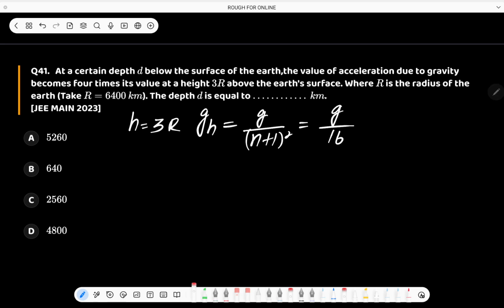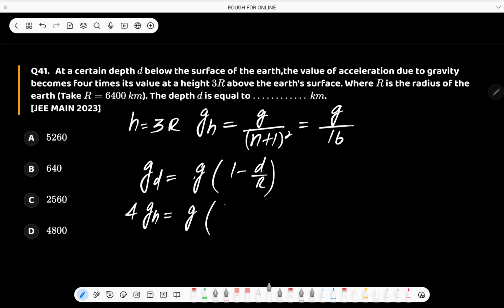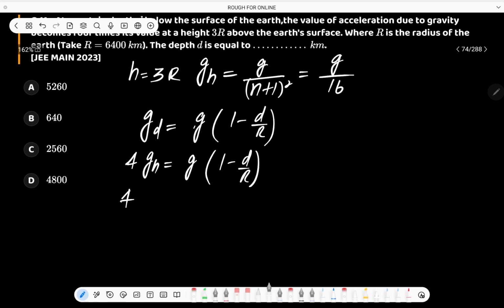So what is the question? Let's read the question again. At a certain depth d below the surface of earth, the value of acceleration due to gravity becomes 4 times. So that means this gd, which is equal to g into 1 minus d by r, is already given as 4 times gh. And already we have calculated gh. What is that? That is g by 16. So 4 into g divided by 16 equal to g into 1 minus d by r.